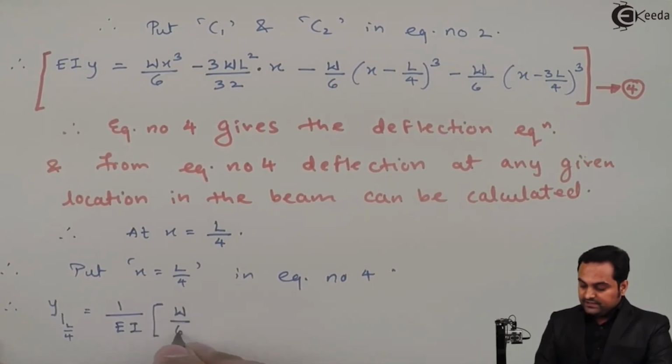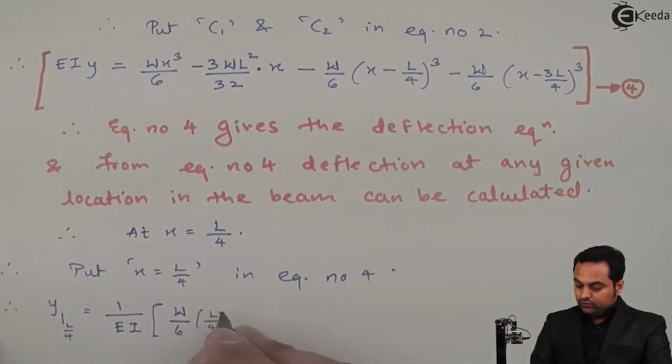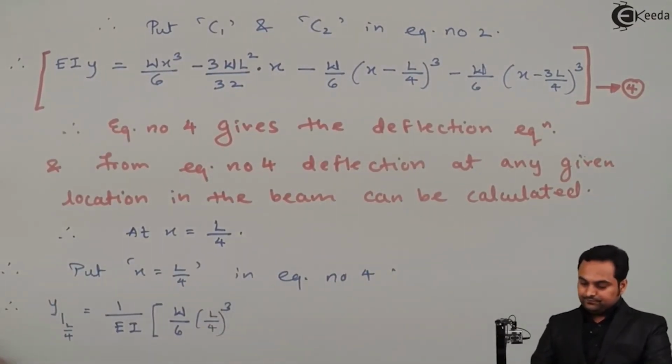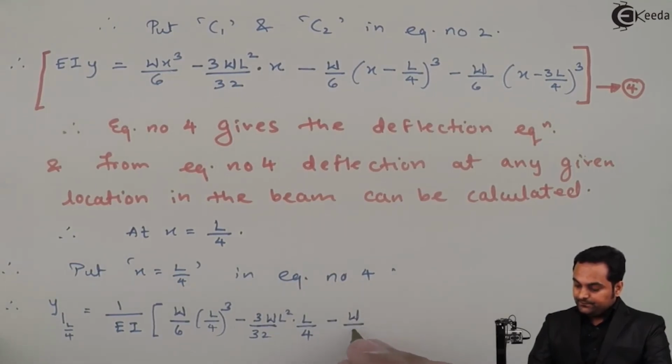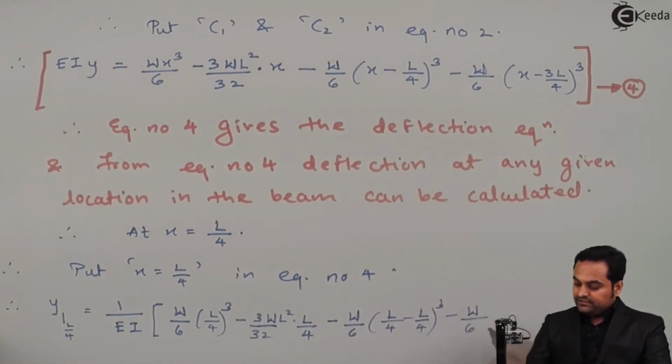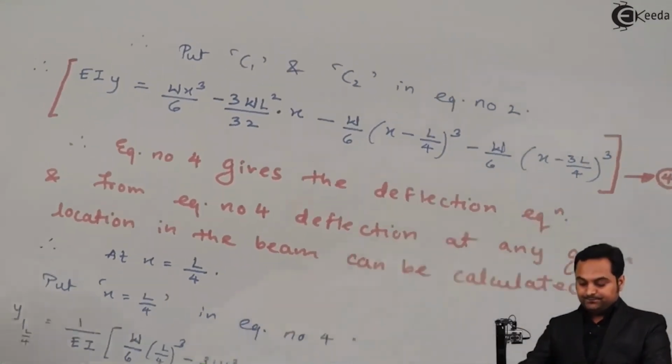W by 6, I'll keep it as it is. X cube, so here we have L by 4 cube, minus 3 by 32 WL square into X is L by 4, minus W by 6 L by 4 minus L by 4. This term will finally get eliminated, minus W by 6 L by 4 minus 3 L by 4 cube. So I'll have to simplify the terms here.